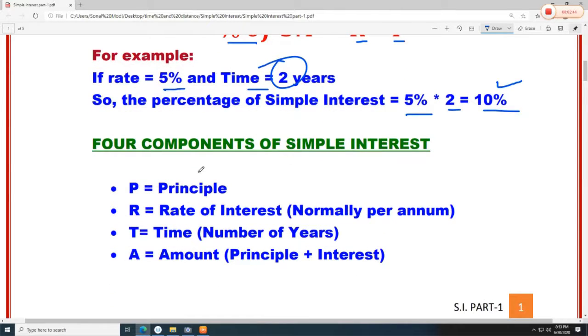Now, in the calculation of simple interest, there are 4 components which are coming. Number 1 is the principal amount. Second is the rate of interest. Normally it is per annum. Then it is the time, so number of years, maybe 4 years, 5 years, 10 years. Already it is mentioned in the example. And amount. Amount means this principal amount and the interest that we have calculated. So it combines both figures and then it becomes the amount.